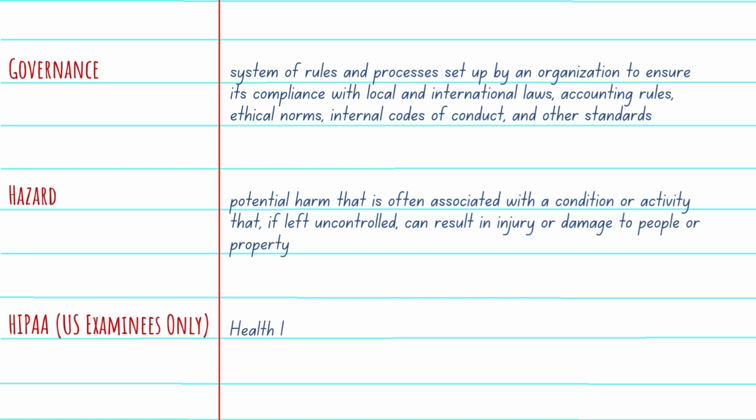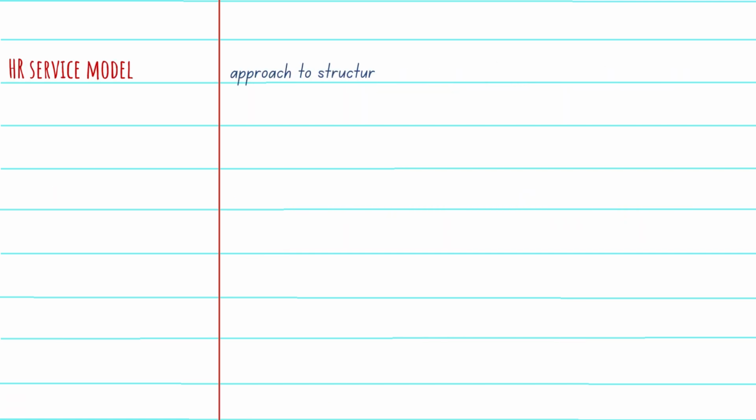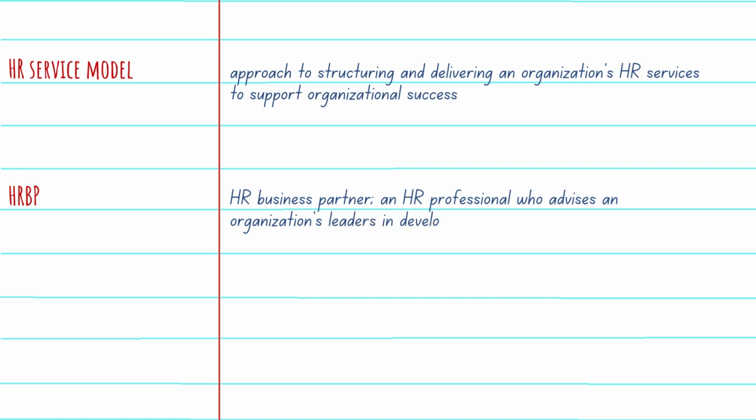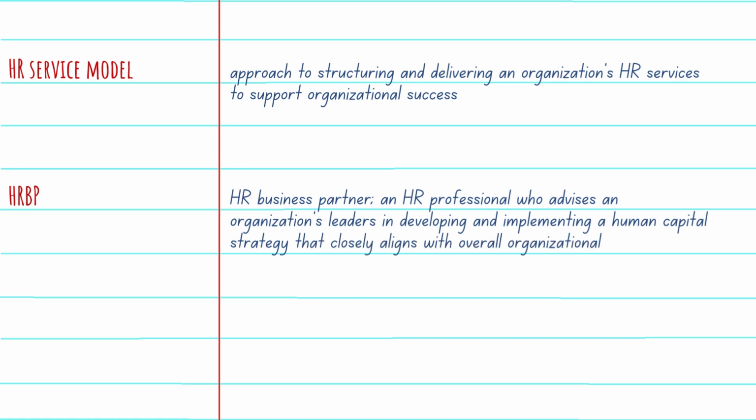HIPAA stands for Health Insurance Portability and Accountability Act, and HR stands for Human Resources. An HR service model is an approach to structuring and delivering an organization's HR services to support organizational success. HRBP stands for HR Business Partner, which is an HR professional who advises an organization's leaders in developing and implementing a human capital strategy that closely aligns with overall organizational mission, vision, and goals.